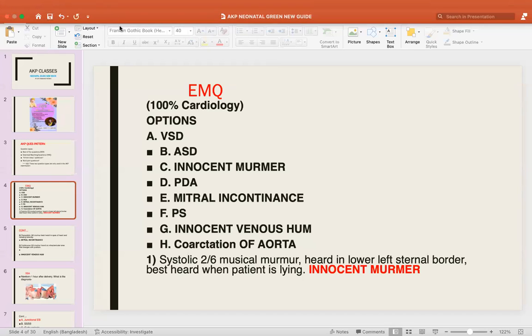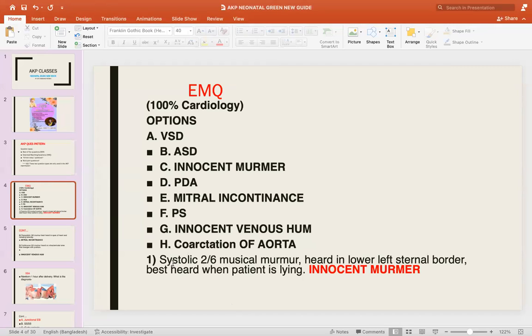Okay, so you can see the question number 1, right? Systolic murmur, 2/6 musical murmur. Now, can anyone confirm me? Murmur grading 2, is it very high-pitched murmur or low-pitched murmur? Low-pitched. Yes, it is low-pitched murmur, heard in the lower left sternal border, best heard when patient is lying. That means changing of the position is changing the murmur.